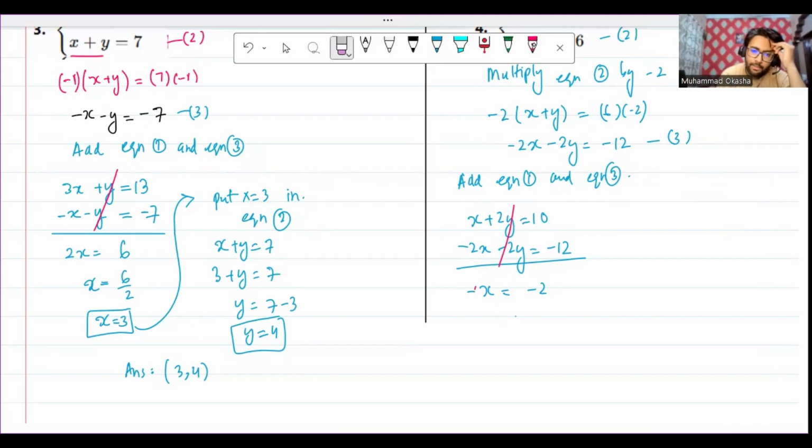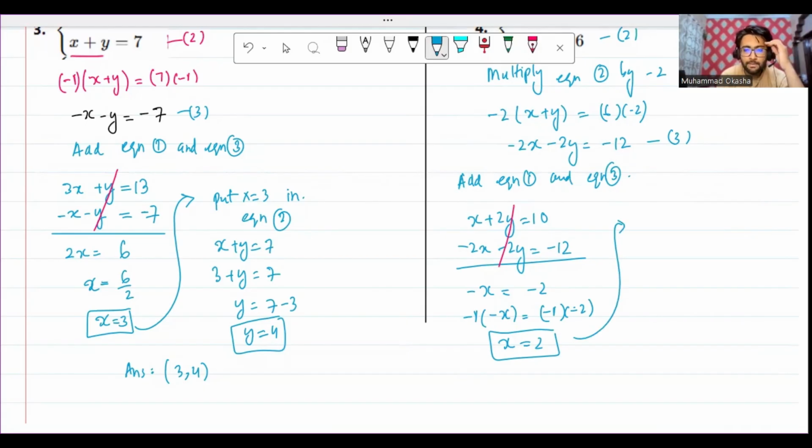You could simply cancel it out. I mean, okay, I'll do it properly. Multiply both sides by -1. -1 times -x equals -1 times -2. And that's going to make everything positive, so x equals 2. We found out the value of x.